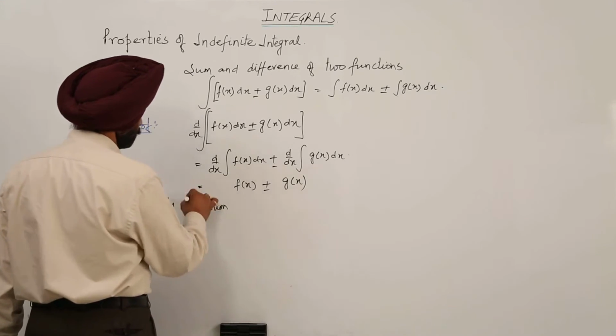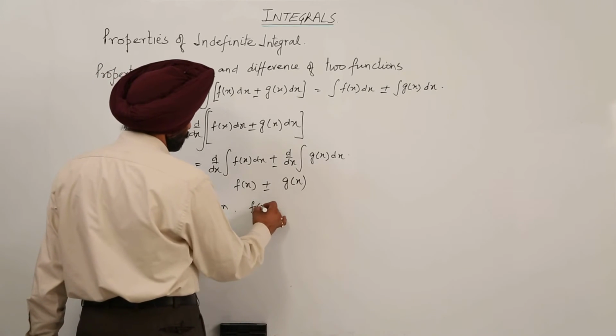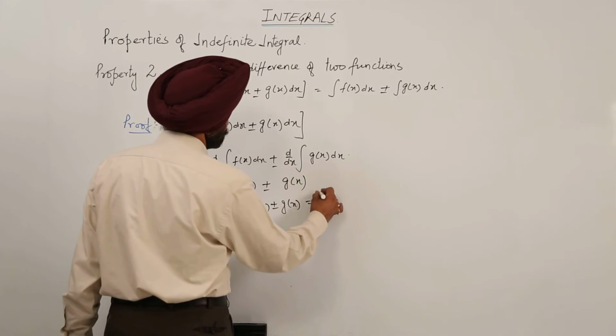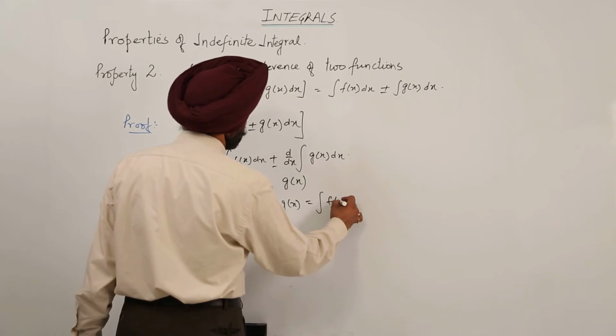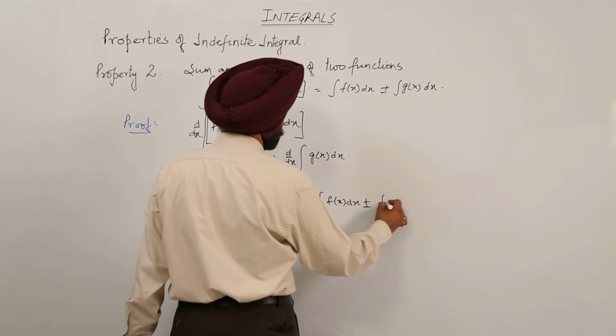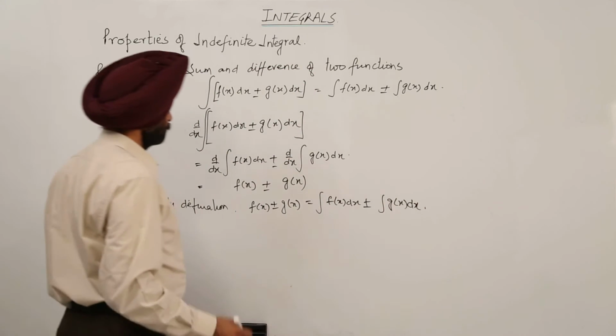Okay. Now by definition, as already we have explained it, by definition, now f(x) plus minus g(x) is equal to integration of f(x) dx plus minus integration of g(x) dx. Simple.